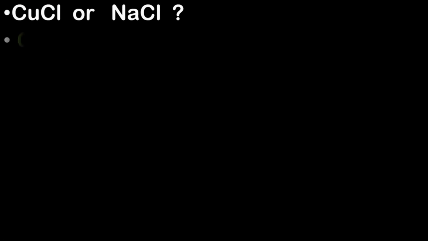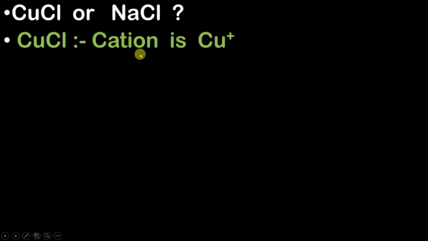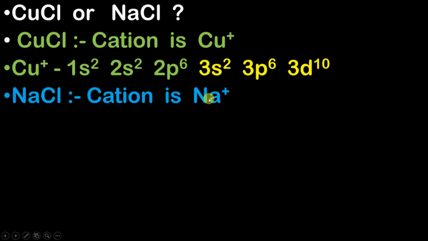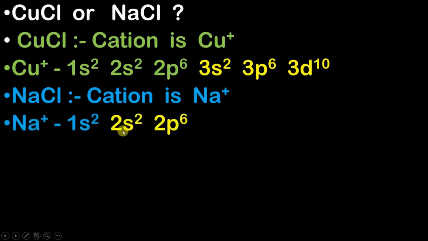The first job is to find out the cations and anions, but here we need only the electron configuration of the cation. In CuCl the cation is Cu+, and the electronic configuration of Cu+ is 1s2, 2s2, 2p6, 3s2, 3p6, 3d10. I have purposely highlighted this, and I will explain why. In NaCl the cation is Na+, and the electronic configuration of Na+ is 1s2, 2s2, 2p6.